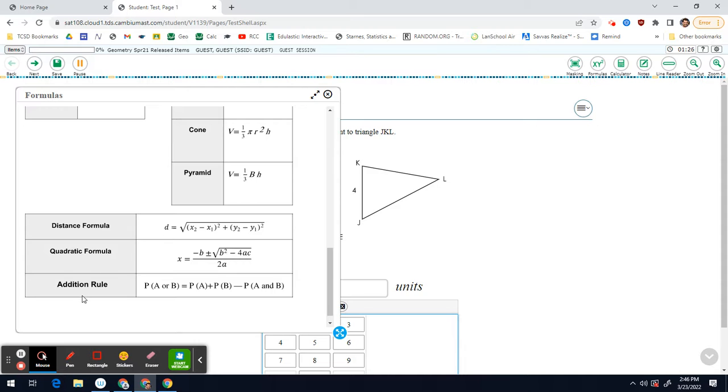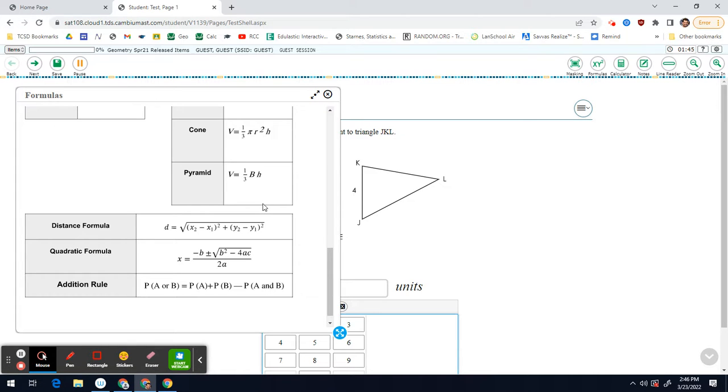And then the addition rule. This is the general addition rule. Yes, you will see this when it comes to probability of non-mutually exclusive events or overlapping events where A and B can occur in both of these piles. Okay, so there's your formula sheet. So very, very useful for you guys, right?